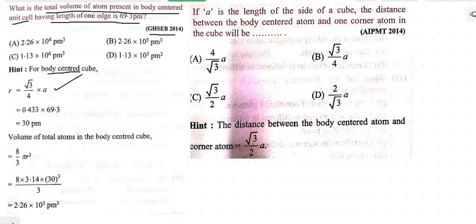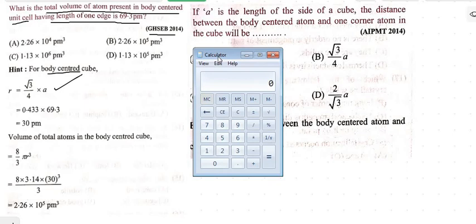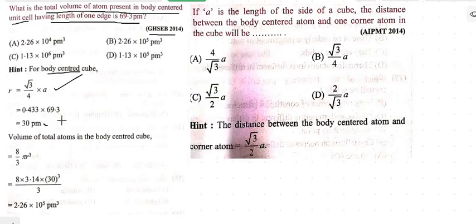Now let us use calculator. Square root of 3 is 1.732 into a, that is 69.3, divided by 4, that gives you 30 picometer. Exactly, you are getting answer 30 picometer.